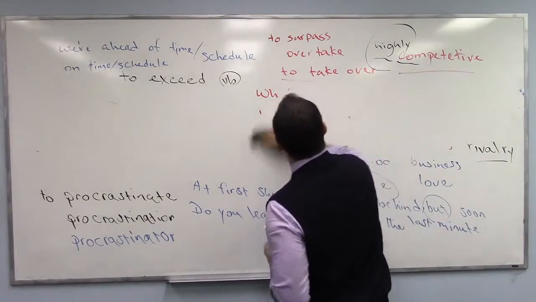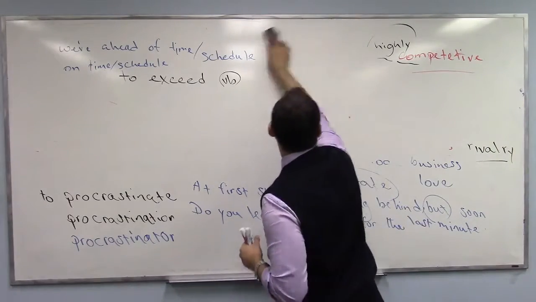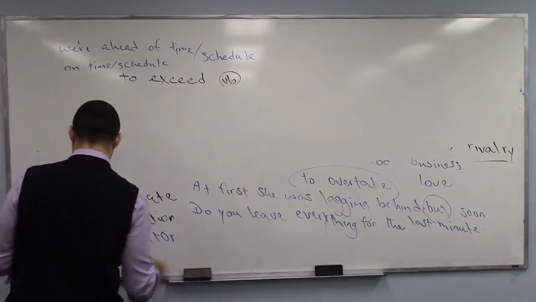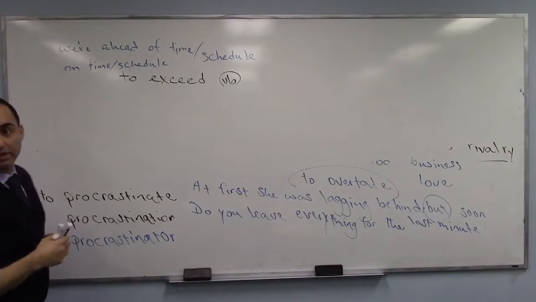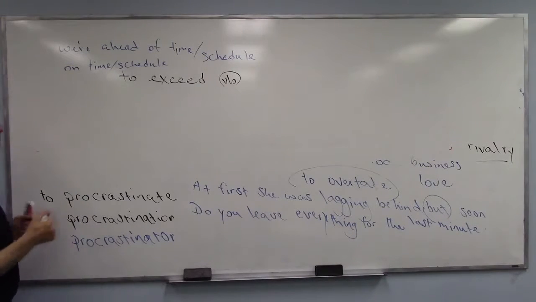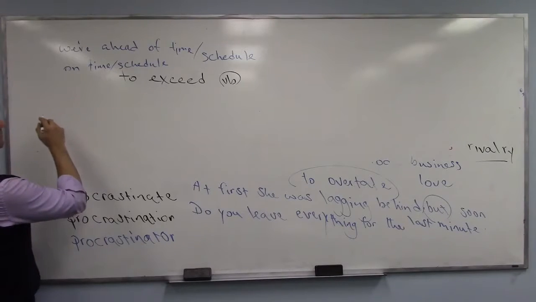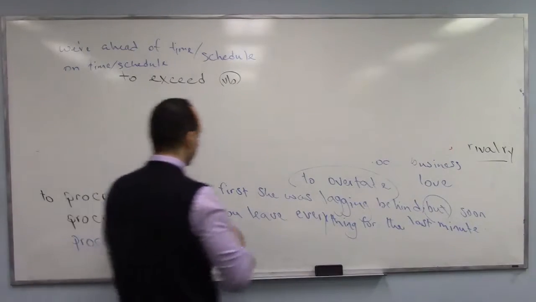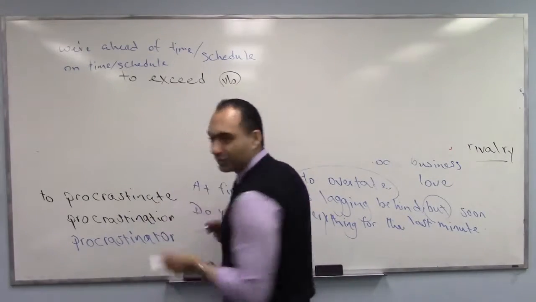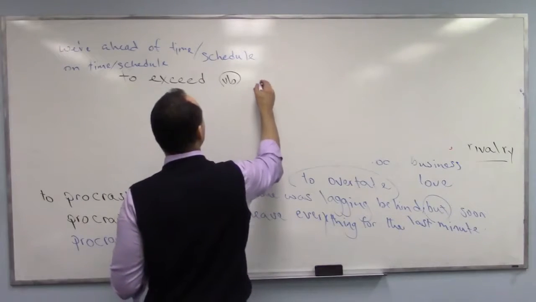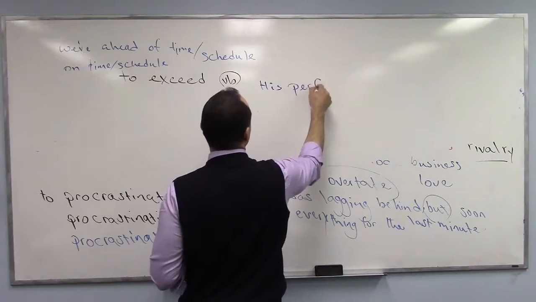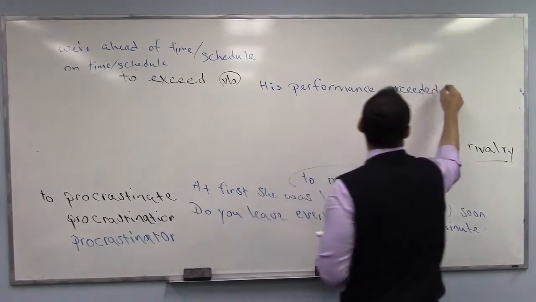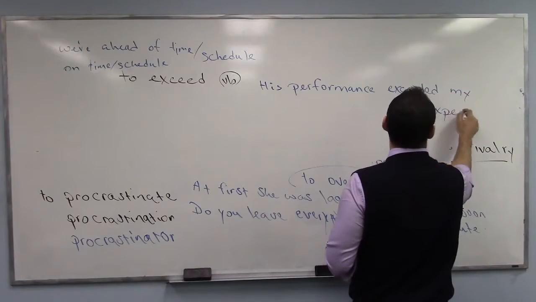Now, when I say exceed, Mako, can you use the word exceed in a sentence? Exceeding means the same meaning of surpass, right? So his performance exceeded my expectations. Perfect, yes, thank you. That was a good cheating. Great. So I would say his performance exceeded my expectation.